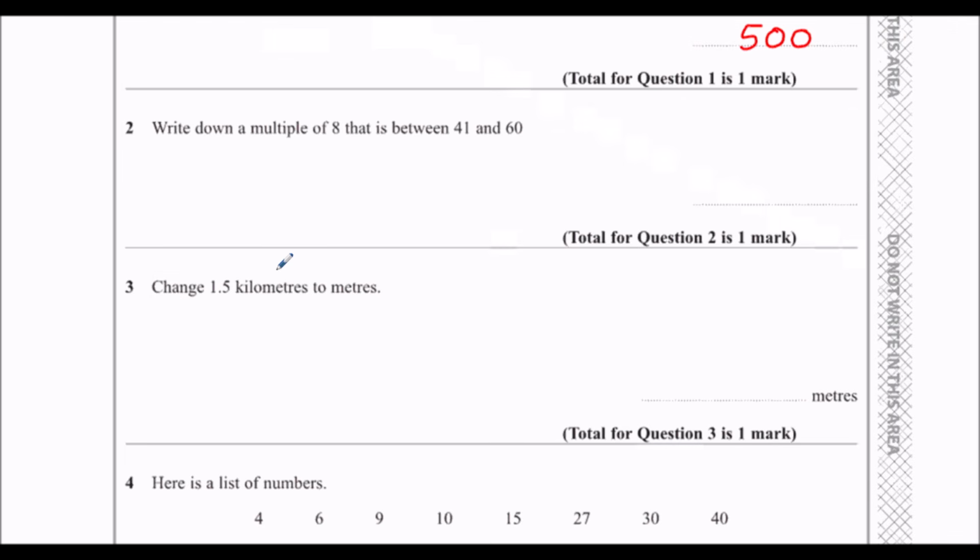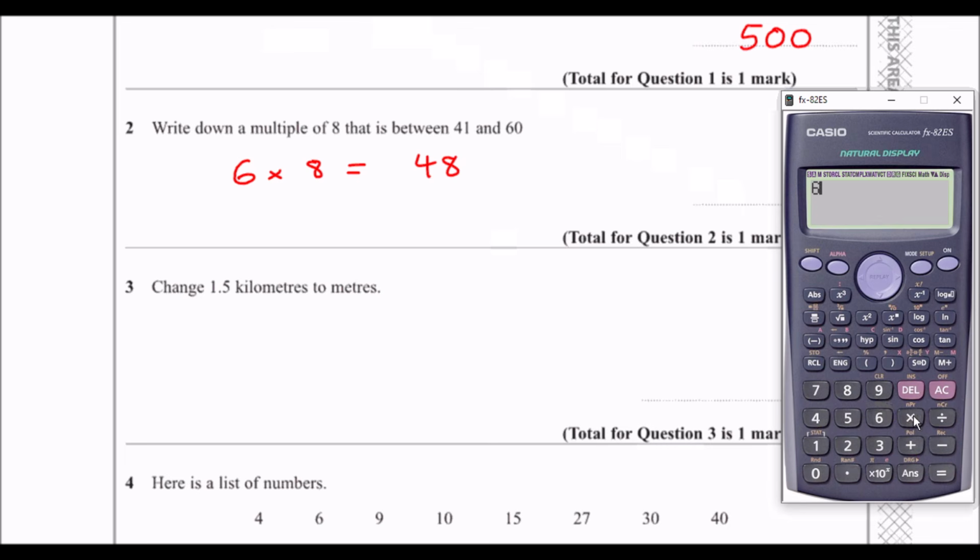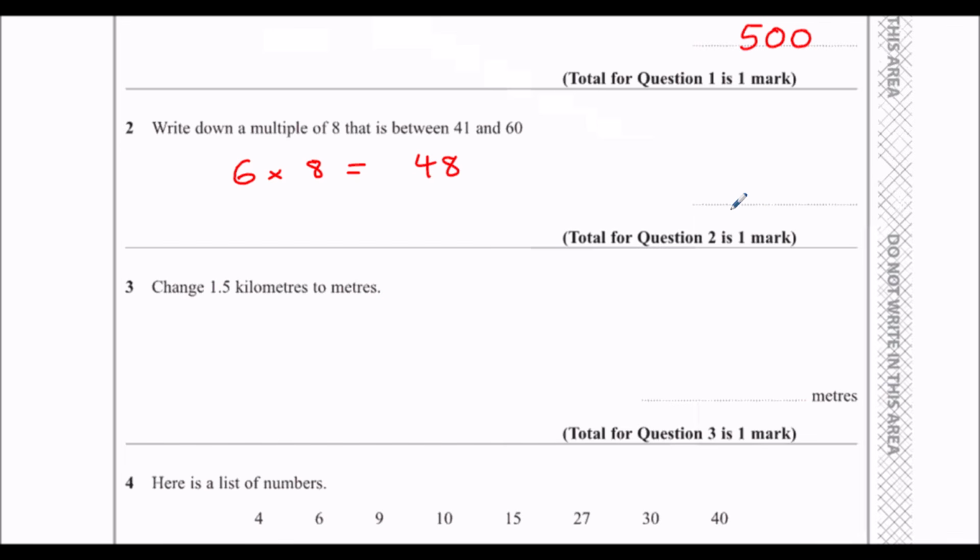Question 2, write down a multiple of 8, so something in the 8 times table that is between 41 and 60. 5 8s are 40, so that's too low. So we want 6 lots of 8, which is 48. Remember, we've got a calculator, so we can use it. 6 8s are 48. So that's between 41 and 60, so we can write 48.